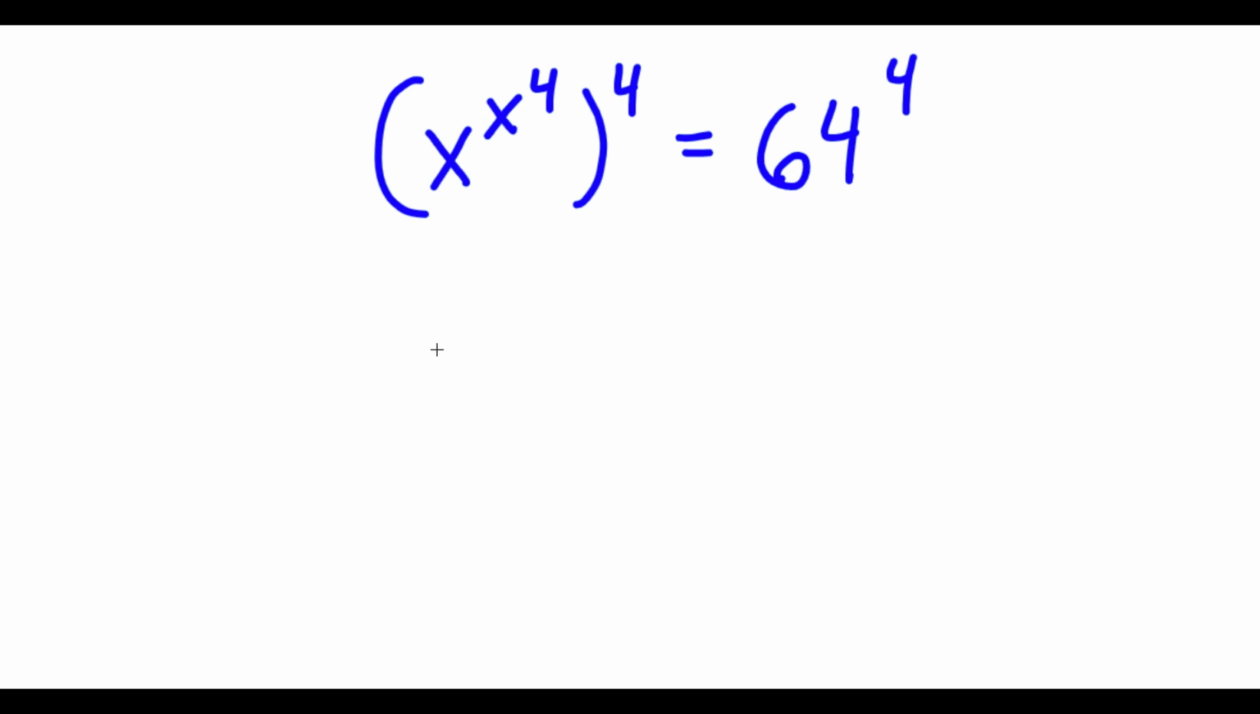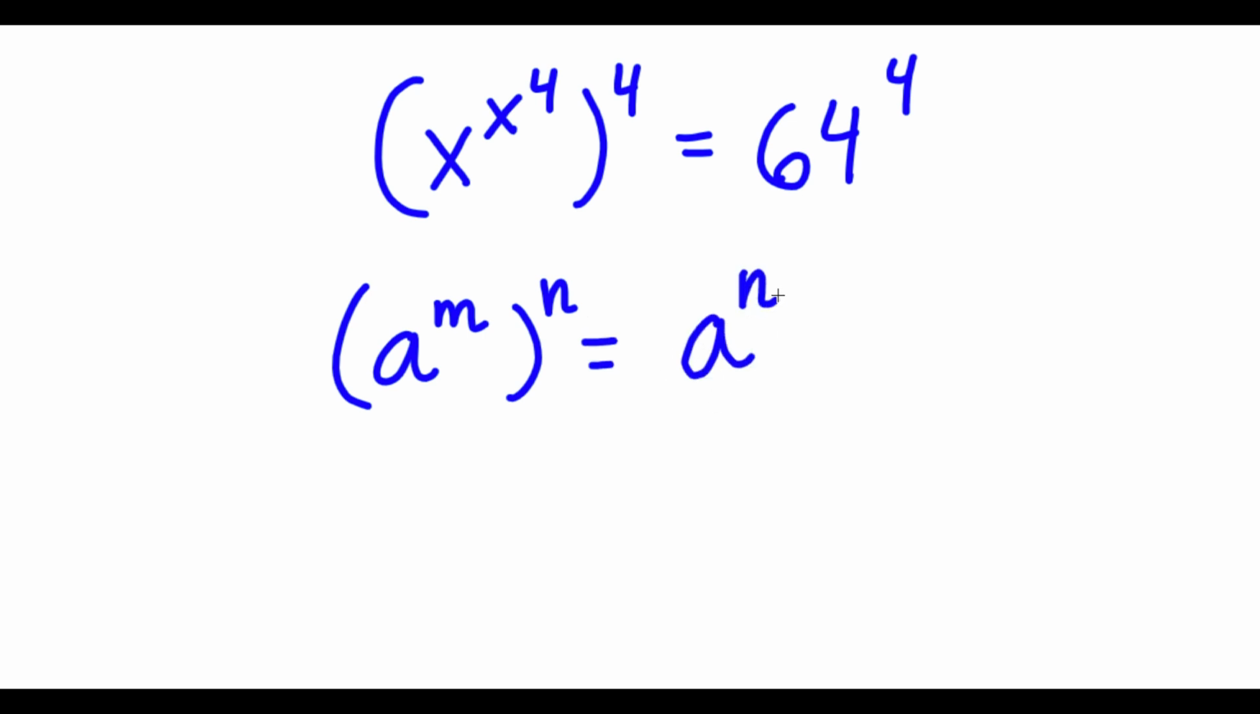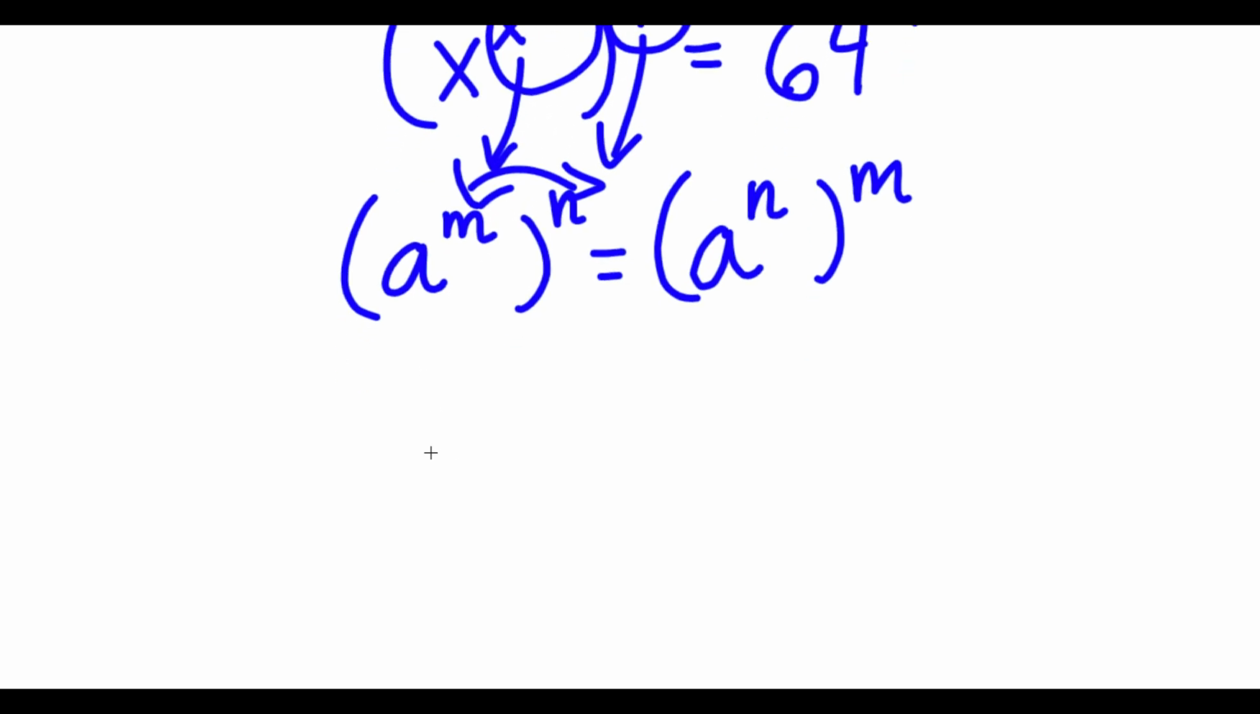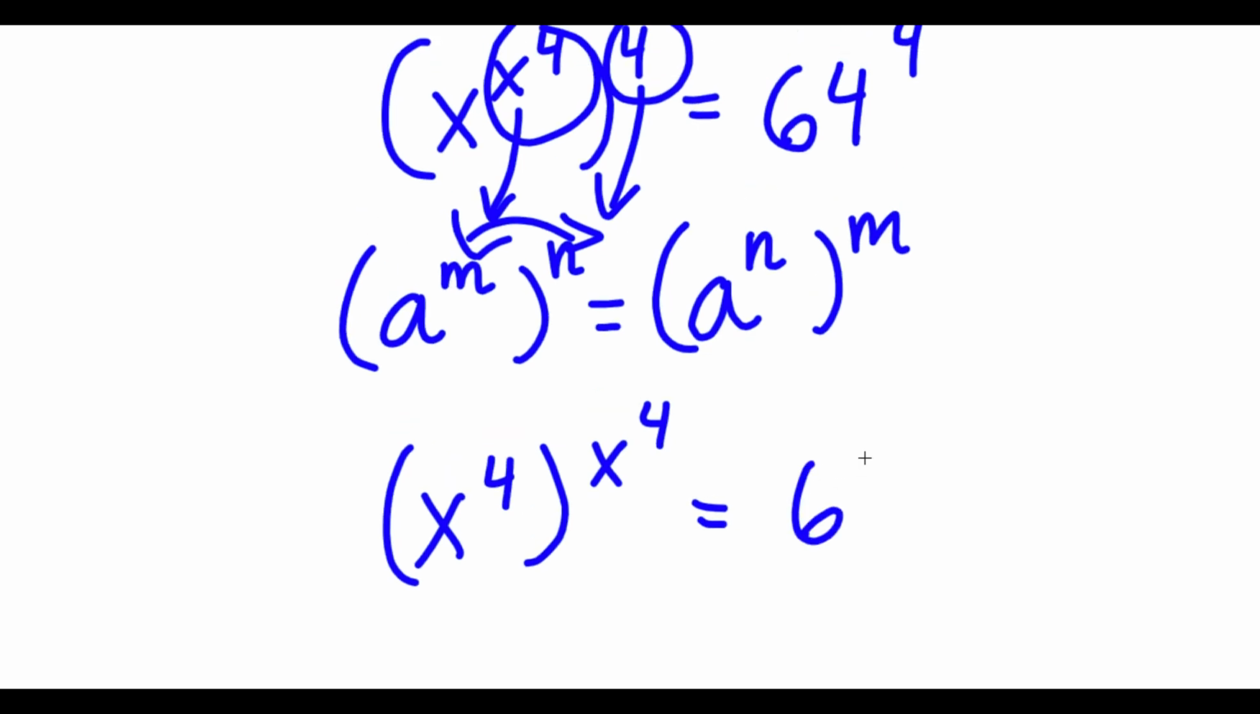Now, if I have something in the form a to the power of m to the power of n, this is the same thing as a to the power of n to the power of m. So I can switch the places of m and n here. So in this case, we can think of x to the power of 4 here as m and 4 as n. So if I switch the places of these two, I get x to the power 4 to the power of x to the power 4 is equal to 64 to the power of 4.